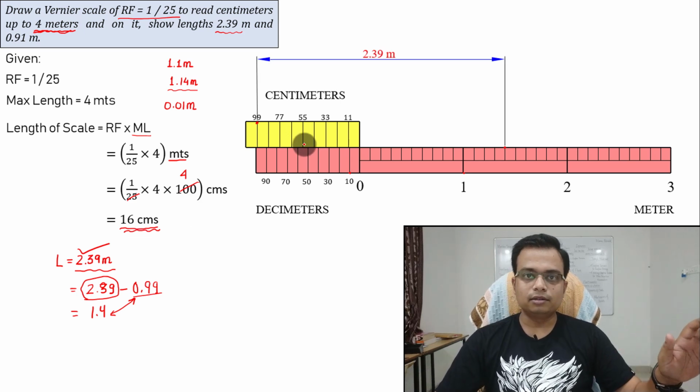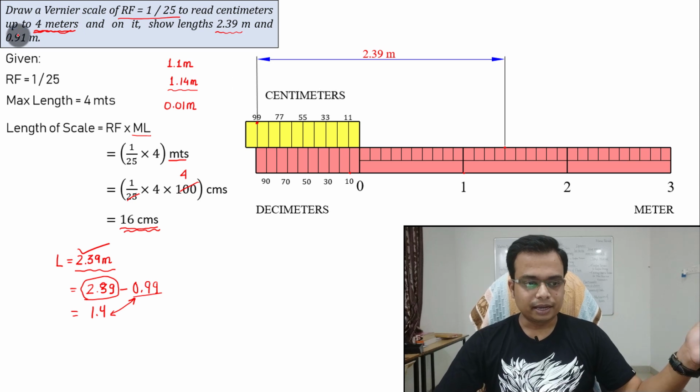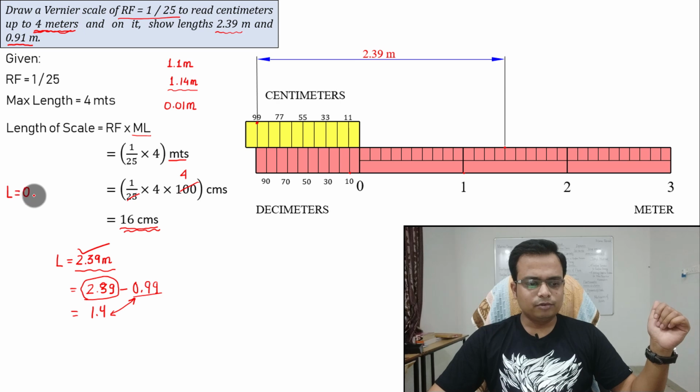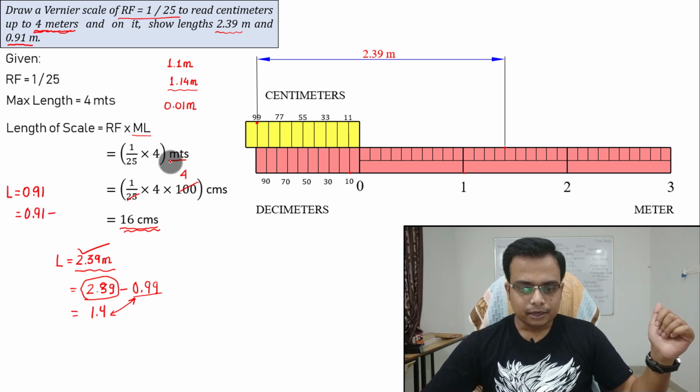You don't have to color this. This is basically for enhancing the drawing. If you're doing this on AutoCAD, go ahead and color it, no problem. That's 2.39. There is one more distance, 0.91. This can also be worked out. So find me a number on the vernier scale which is ending with 1. It's 0.11.